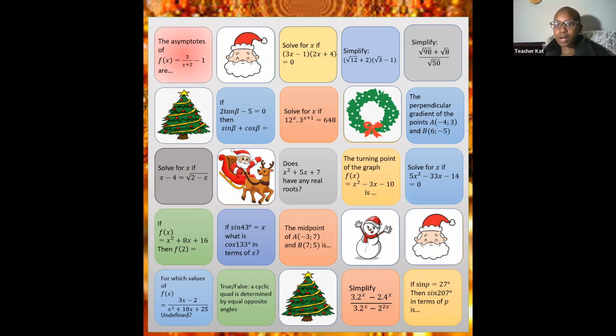We're on the top right, gray block. It says square root of 98 plus the square root of 8, divided by the square root of 50. Time has already started. Go for it.